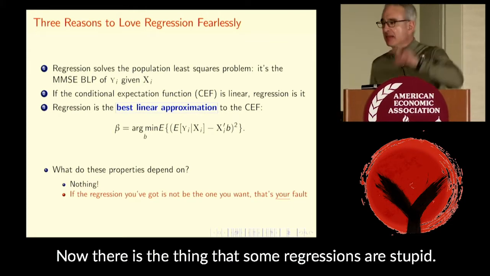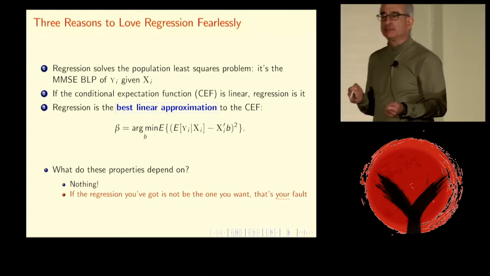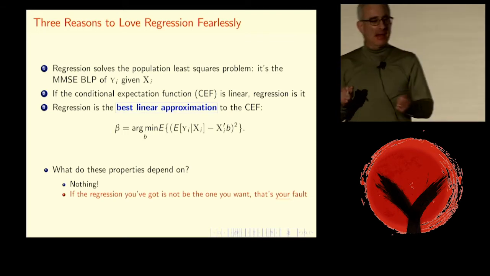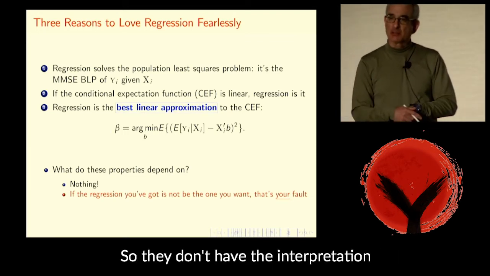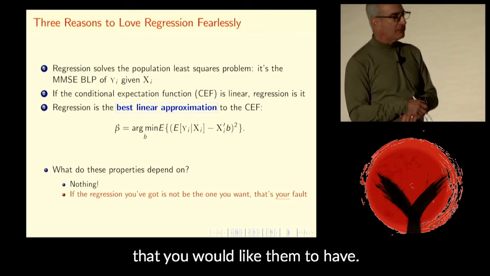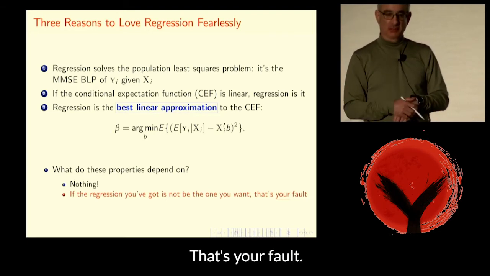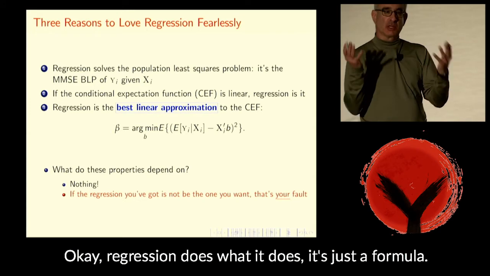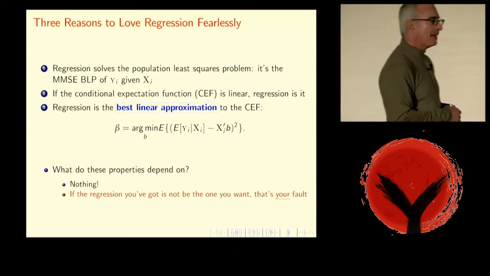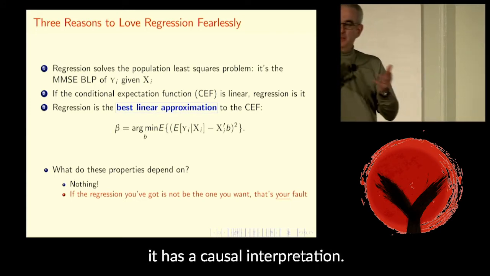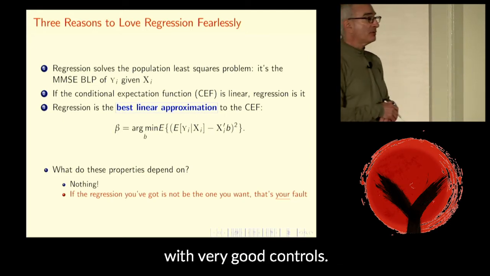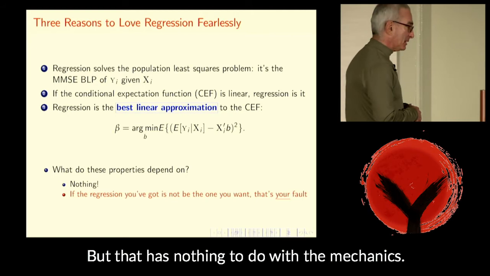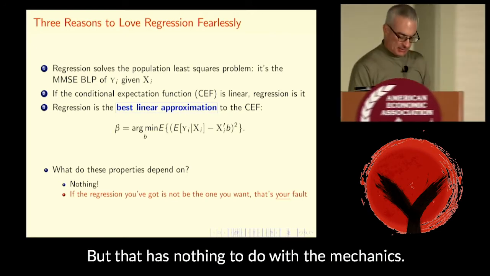Now, there is the thing that some regressions are stupid, meaning they don't really capture causal effects or they don't have the interpretation that you would like them to have. That's your fault. Regression does what it does. It's just a formula. The question of whether it has a causal interpretation, well, you may not have come up with very good controls. But that has nothing to do with the mechanics.